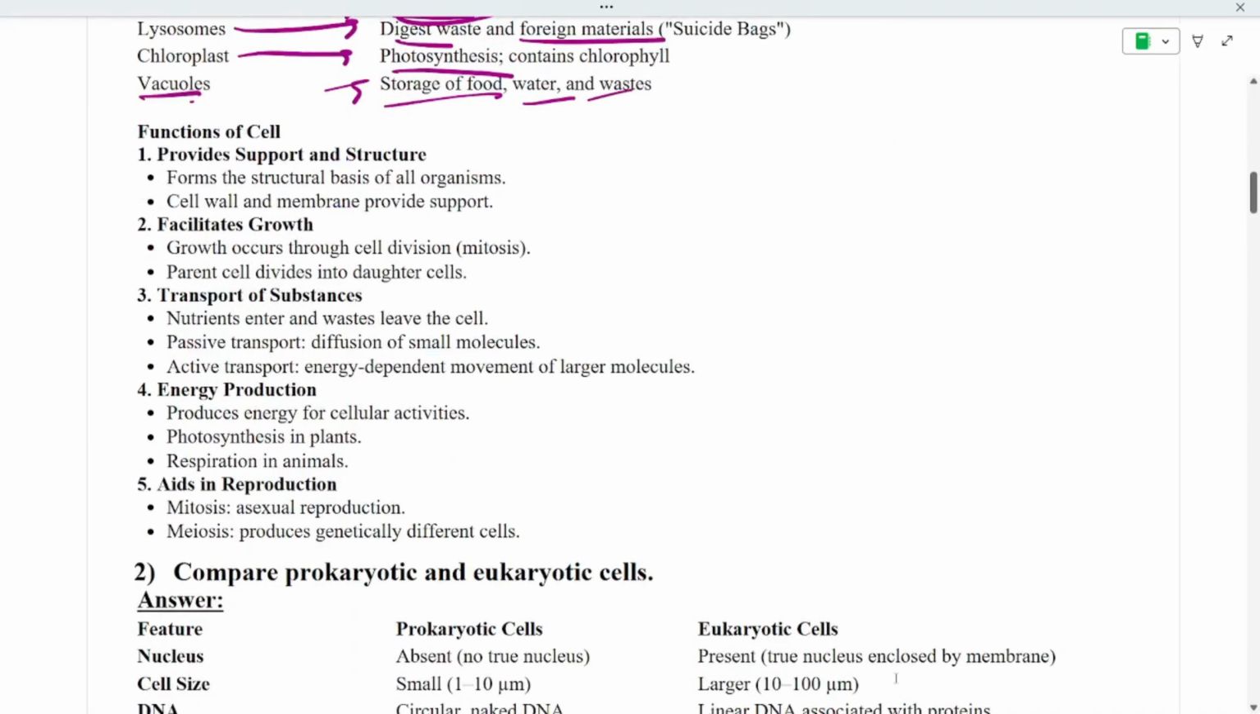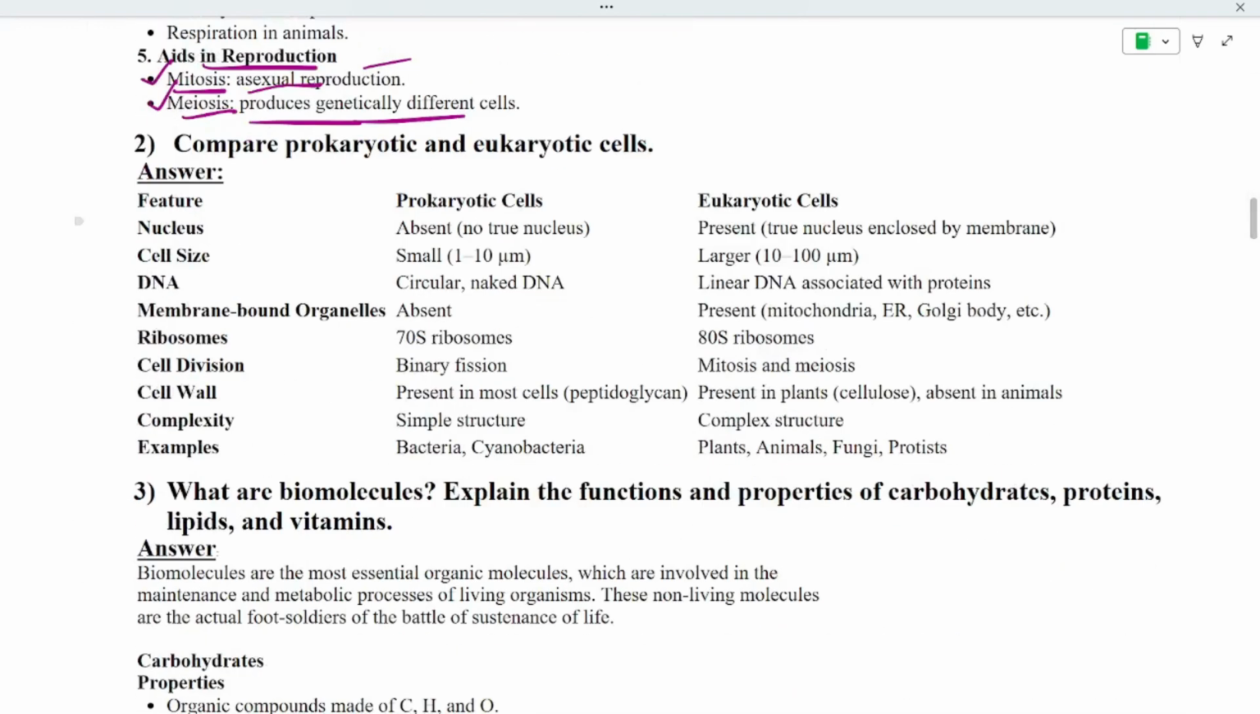And you can see the functions, it helps to provide the support and the structure, it facilitates the growth, transport of the substances and energy production, and it aids in the reproduction. It happens in two ways, that is either mitosis or meiosis. Mitosis means asexual reproduction, meiosis means produces genetically different cells. Next is about the prokaryotic and eukaryotic cell. You can see here nucleus is absent and here it is present.